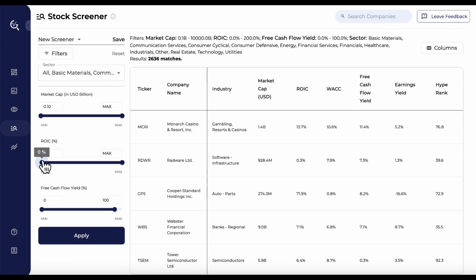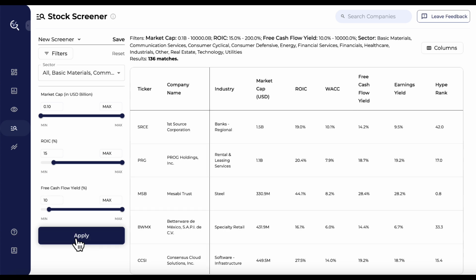We can come over here. We can drag the sliders to adjust based on our preferences, or you can put in the number that you're interested in. Let's take this a max. Let's go above 10%. And so we see this filter narrows it down here, 136 companies that we can say are high quality and at a reasonable valuation based on free cash flow.